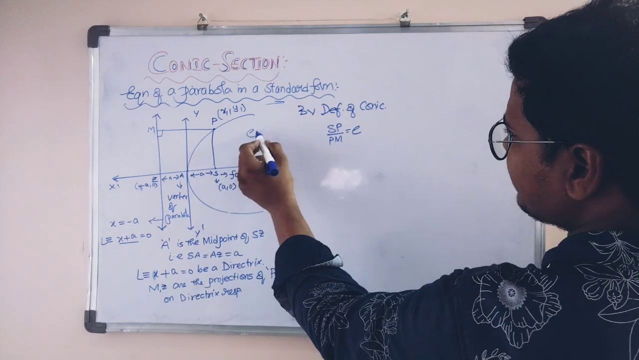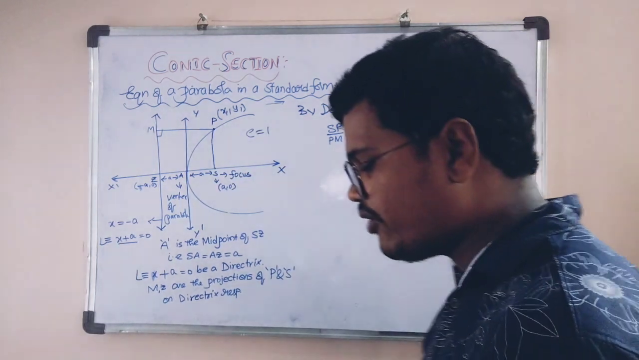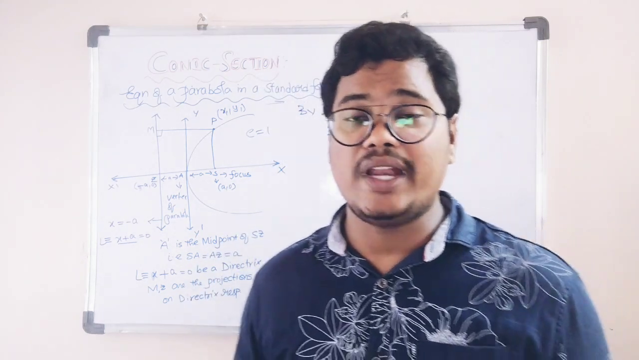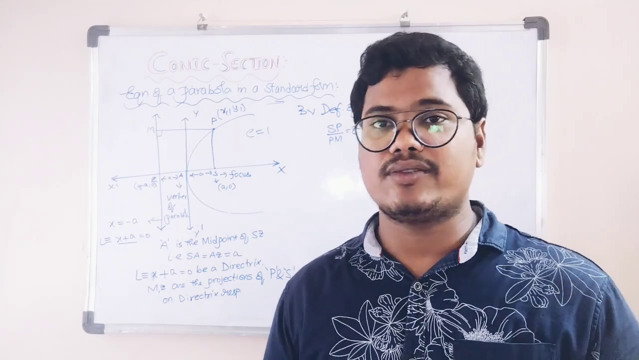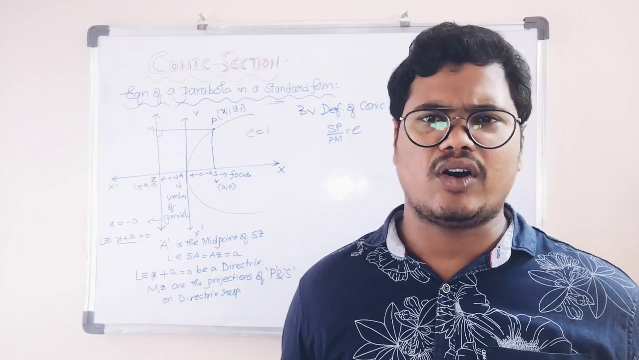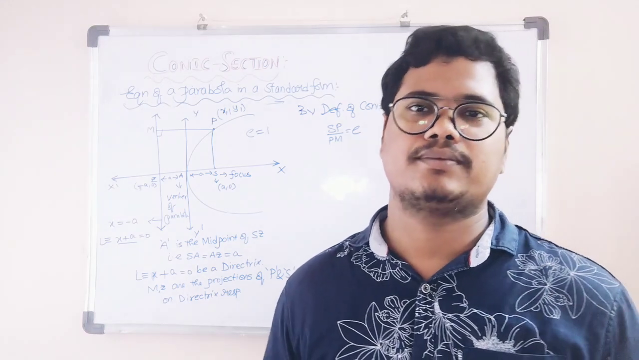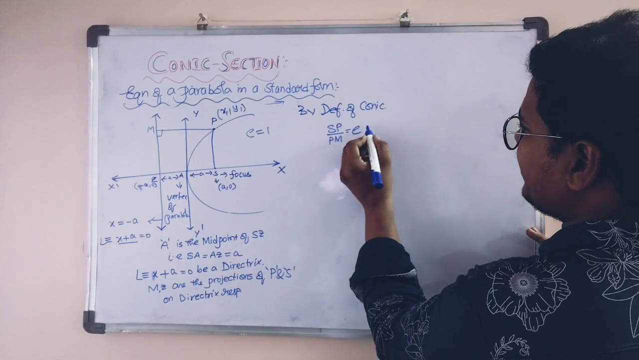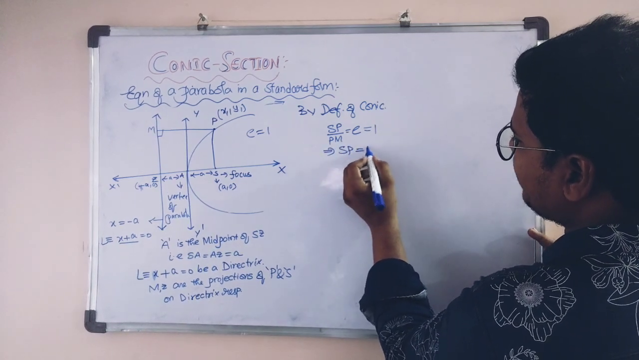Guys, I already briefed you, if eccentricity equal to 1, a conic whose eccentricity is unity is called a parabola, or a conic with eccentricity 1 is called a parabola. You can say either. Means I am treating e equal to 1. That implies what will happen? Length of SP is equal to 1 into PM.